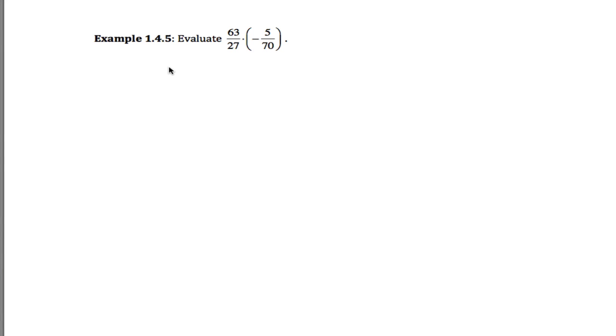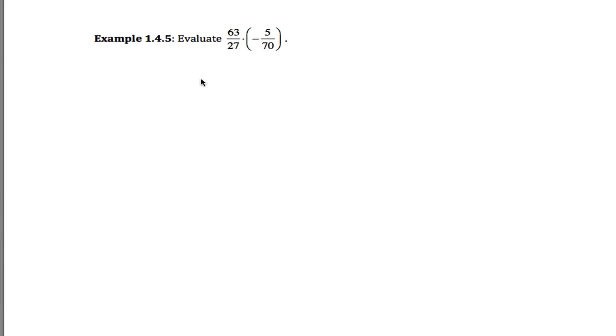In example 1.4.5, we're asked to multiply this fraction, 63/27, and this fraction, negative 5/70. Note we add these parentheses in here so that we don't have two operations, multiplication and what looks like subtraction, written right next to each other. This emphasizes that we're multiplying these fractions, not subtracting them.